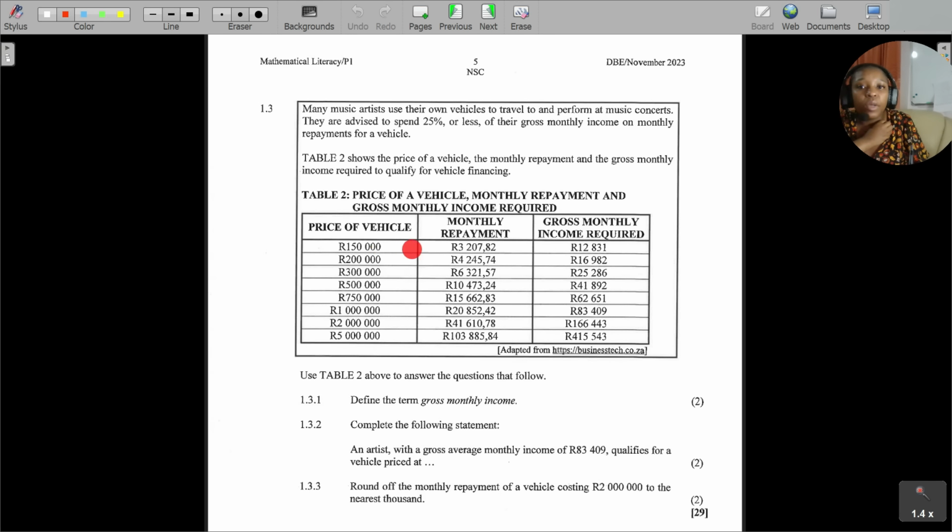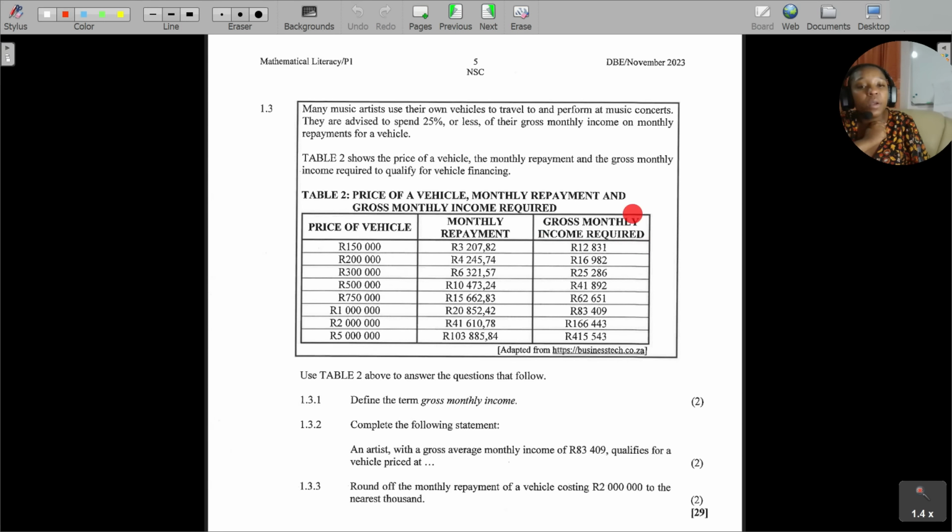For example, if you want a vehicle priced at 150,000, that means your monthly repayments will be 3,207.82, and to qualify for financing for this vehicle, you need to earn a gross monthly income of 12,000.